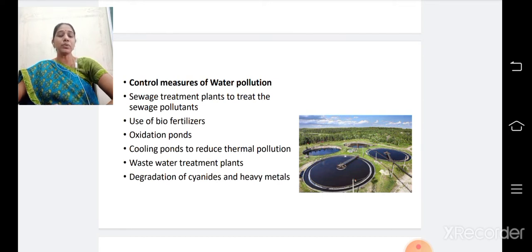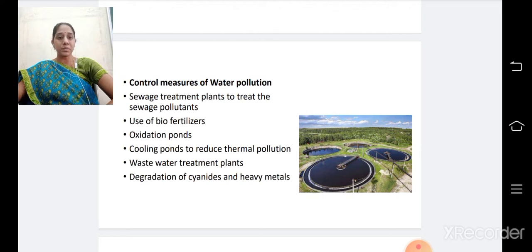So we are seeing sewage pollutants. To control them, sewage treatment plants are very useful. By treating them, we can use this treated water for agriculture purposes, and use of biofertilizers, oxidation ponds. So in oxidation ponds, because of growing some useful algae, they produce oxygen. So the ponds somewhat get purified.